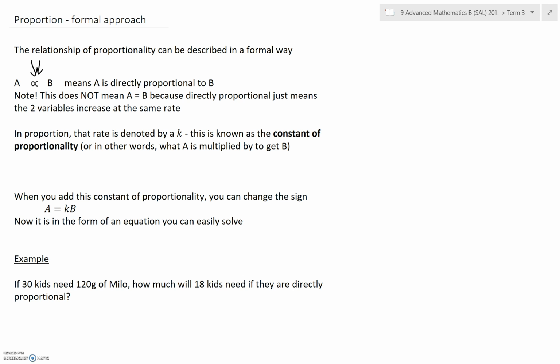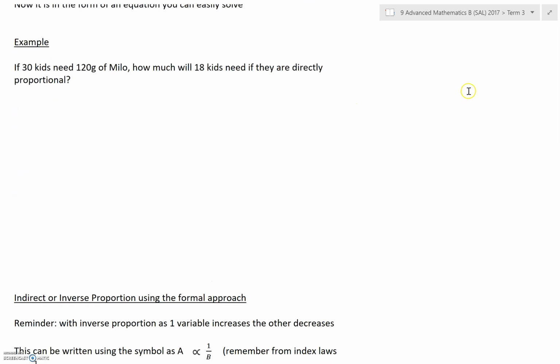So once we add that constant of proportionality, you can actually change the sign of the equation. We don't need to use that directly proportional sign, and we can turn it into an equation we can solve. So adding the constant of proportionality makes the equation A equals K times B, because K is the constant of proportionality, or the rate, or how much the second variable is going up by, and we can use it to solve it. So let's have a look at an example. If 30 kids need 120 grams of Milo, how much will 18 kids need if they are directly proportional?